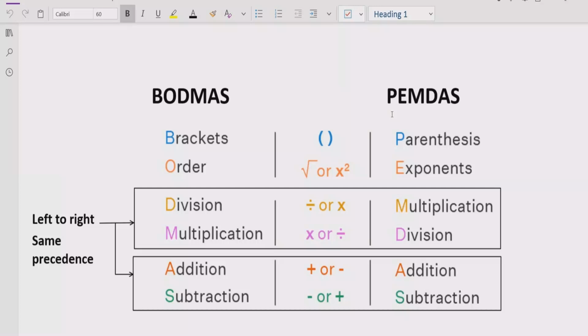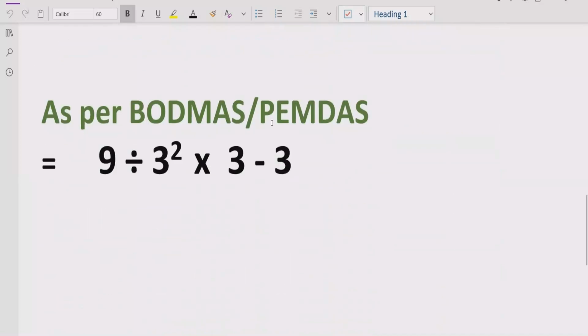After that, step 3, you have to go left to right in your expression and find division and multiplication. And keep in mind both have similar precedence. So you can solve division first if it is coming first, and you can solve the multiplication first if you have the multiplication first. Either you are using PEMDAS or BODMAS, the rules are the same. Similarly, for addition and subtraction, we have the same rule. We can solve addition first if addition is coming first, and we can solve the subtraction first if subtraction is coming first.